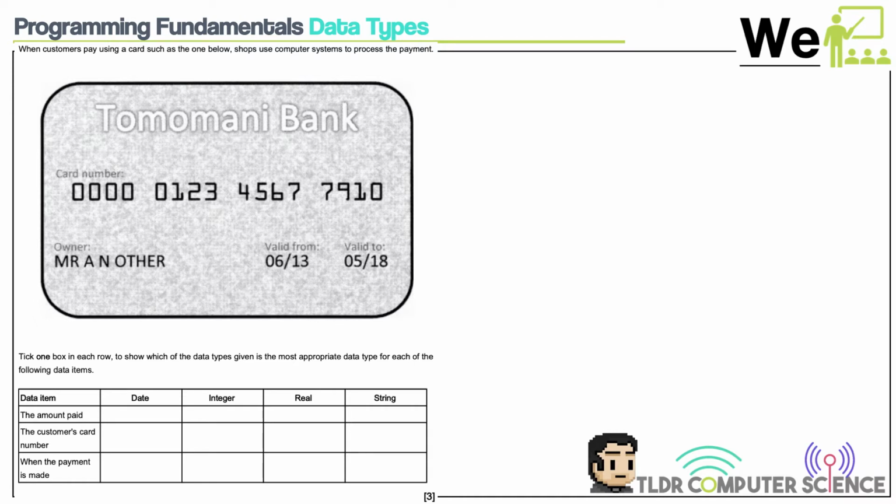So let's have a look at it here. The first one it's asking us to review is the amount paid. Now, the amount paid, does that appear anywhere on this card here? No, so it's a bit of like what we call a red herring.